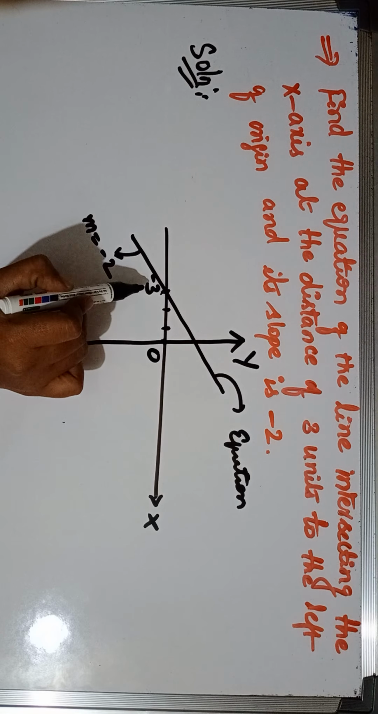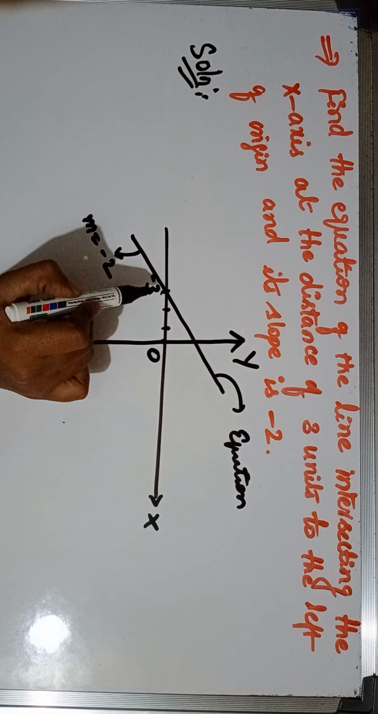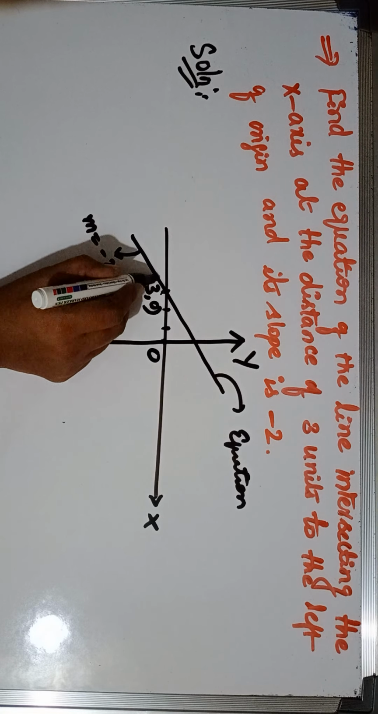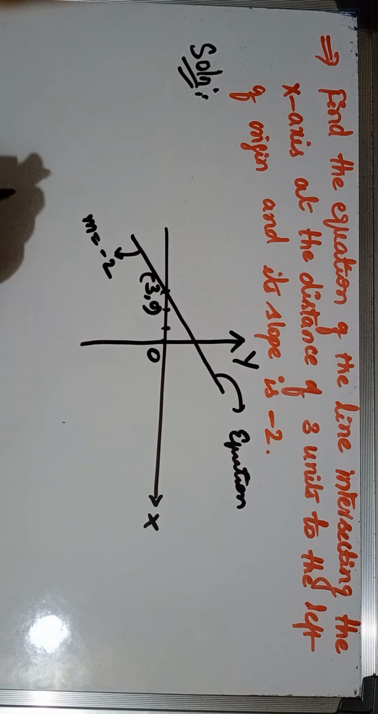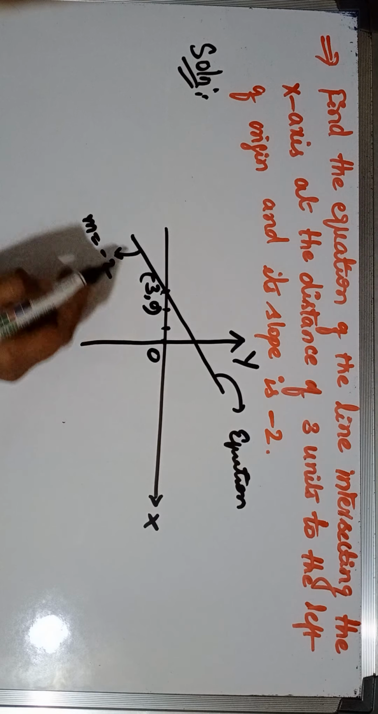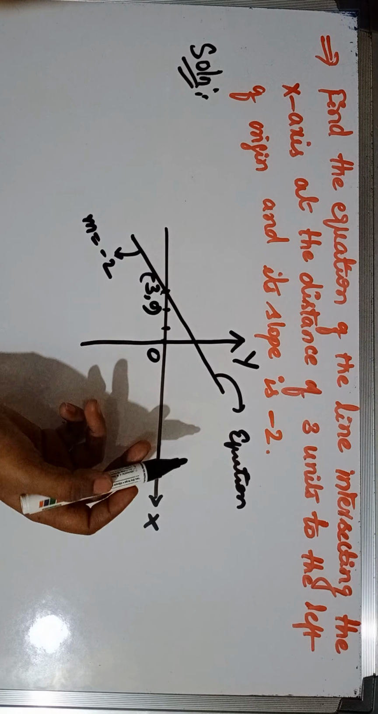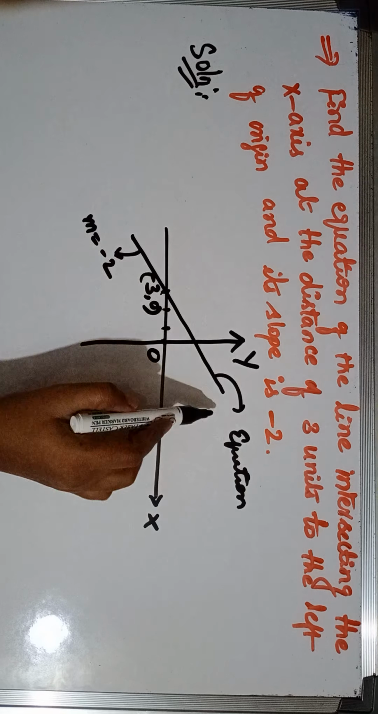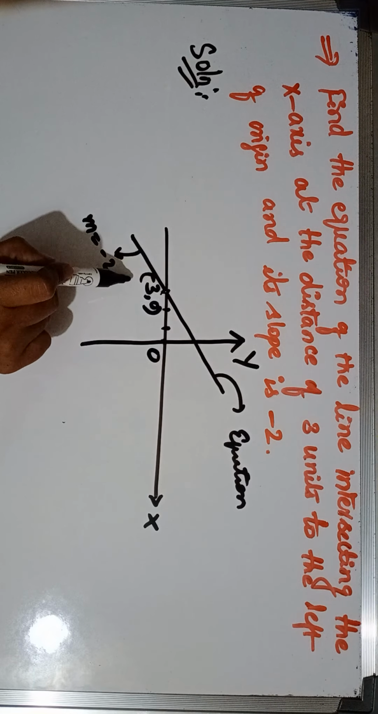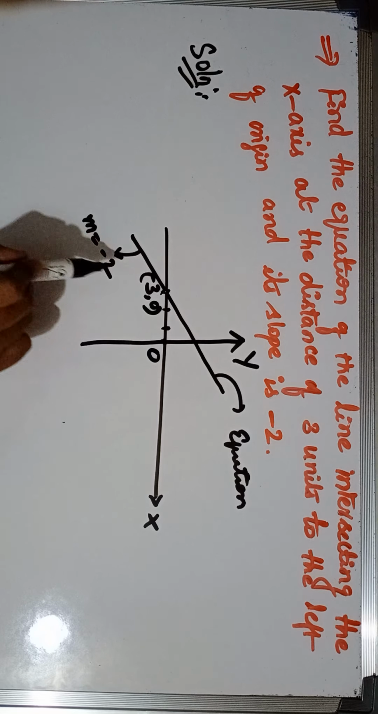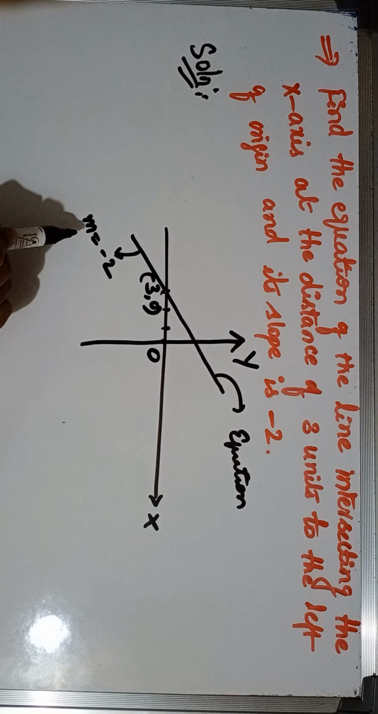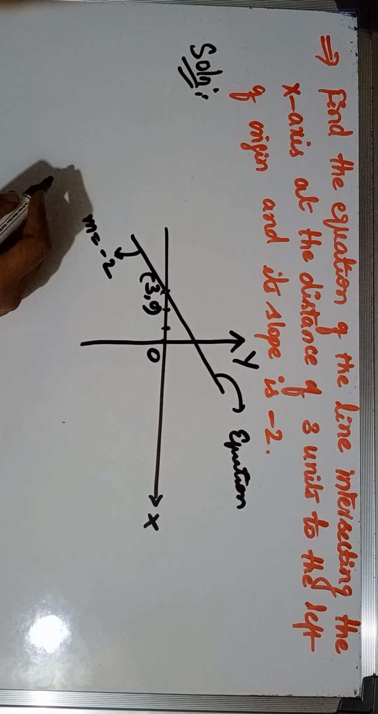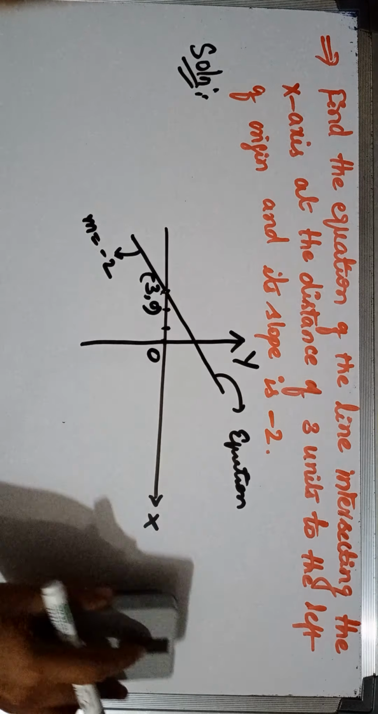Why? Because it is the negative side, since it says left side of origin, it comes as -3. The corresponding point is -3, 0. And the slope of this line is given as -2. Just we need to find out the equation of this line. See, if you observe, this line is passing through the point -3, 0 and we have the slope of the line. Then can we write down the equation of the line? So yes, very simple. We have the slope point form of the line.